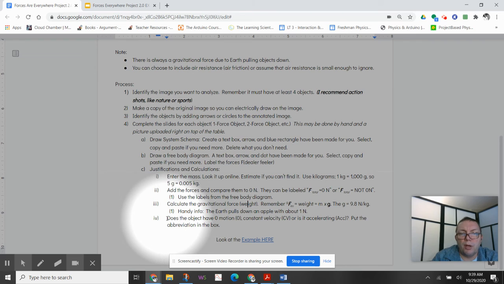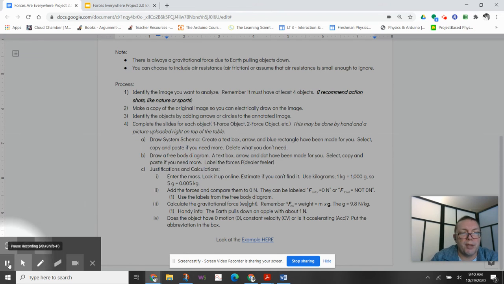And then we also need to justify or declare if the object has no motion, if it's sitting at 0 velocity, 0 meters per second, if it has a constant velocity, or if it's accelerating, if there's a change in velocity. And we'll put those abbreviations on that sheet, on the slides.